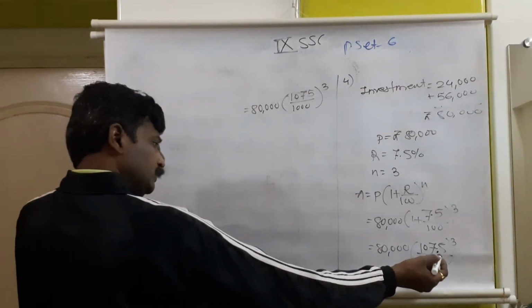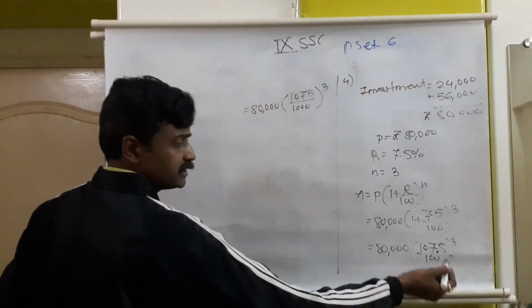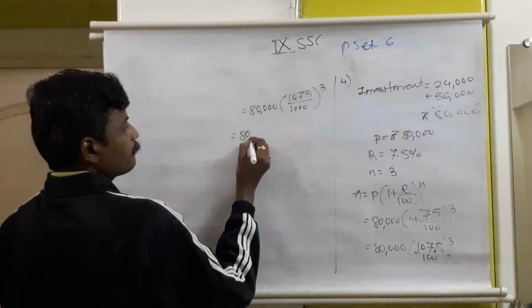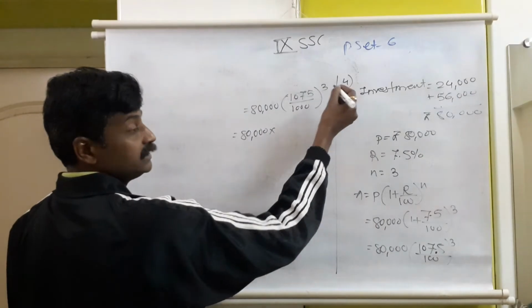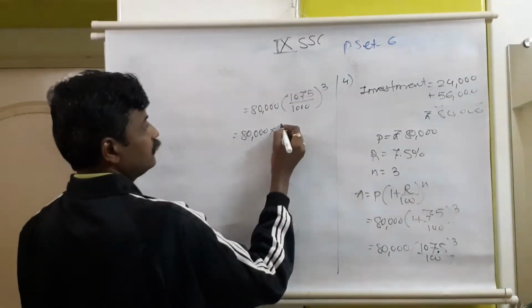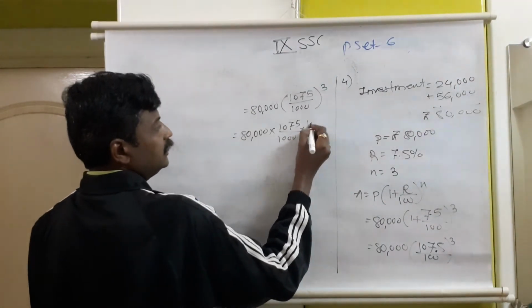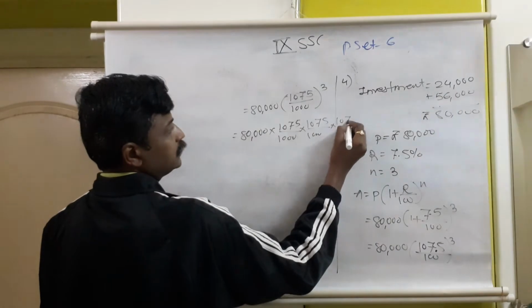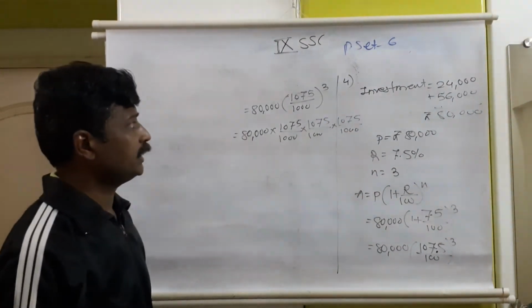Same way, if we want to convert this into numeric term, the point we want to cancel, then a 10 will be added. It will be 80,000 into 1075 upon 1000, three times, the cube is there. So it will be 1075 upon 1000 into 1075 upon 1000 into 1075 upon 1000, or it can be done in this way.